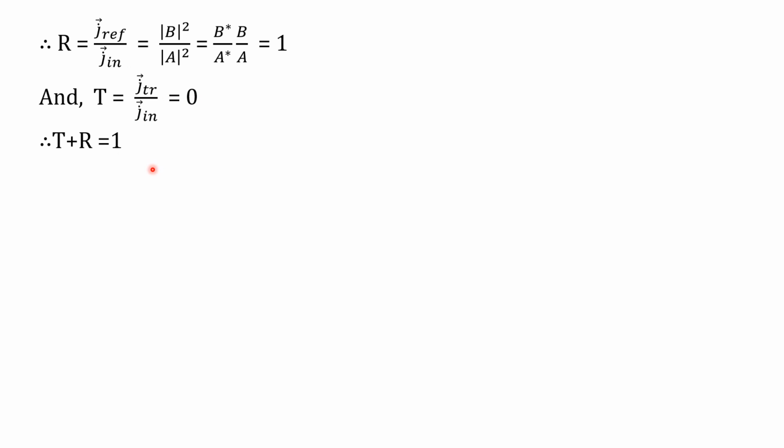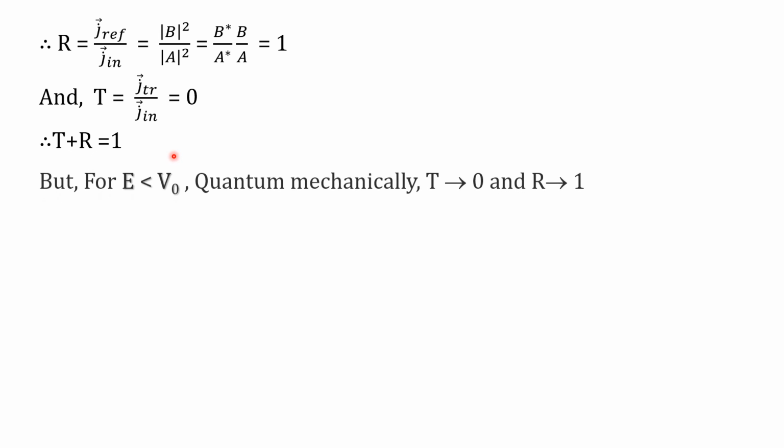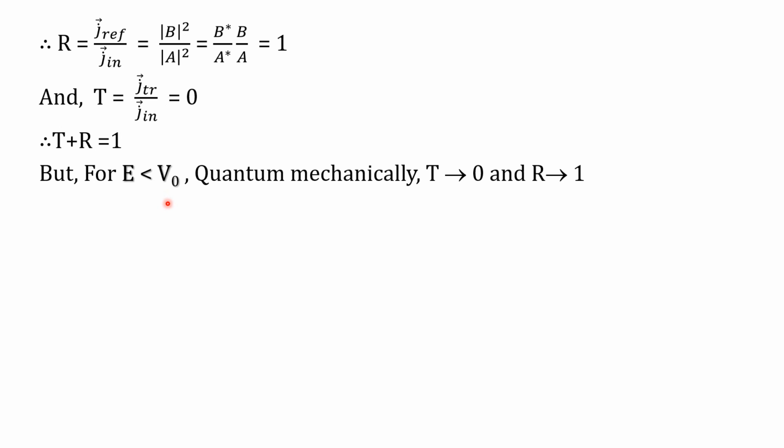But the total probability is 1. T plus R is equal to 1. Now what does it show here? When E is less than V0, the quantum treatment shows partial transmission and partial reflection. But here, the probability of transmission is minimum and the probability of reflection is maximum, that is R tends towards 1. But the total probability is 1. How the reflection coefficient tends towards 1 and T tends towards 0, that we discuss here.